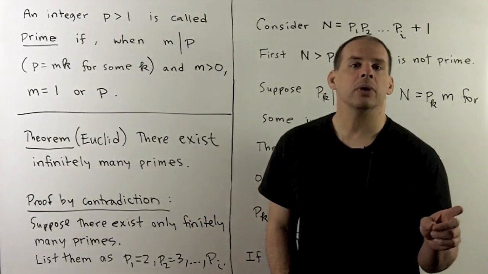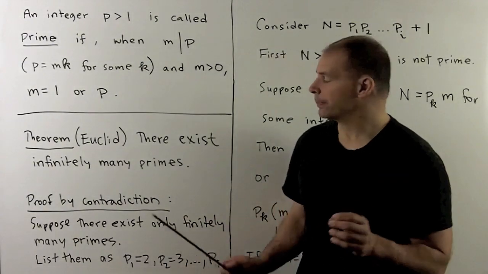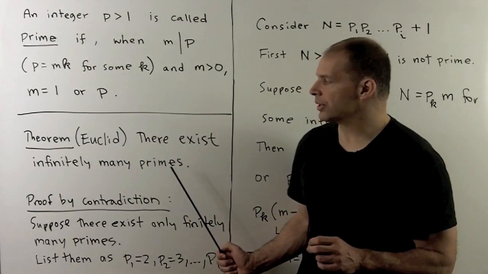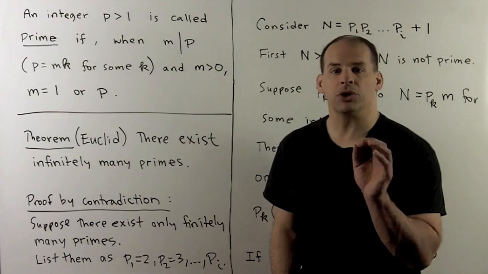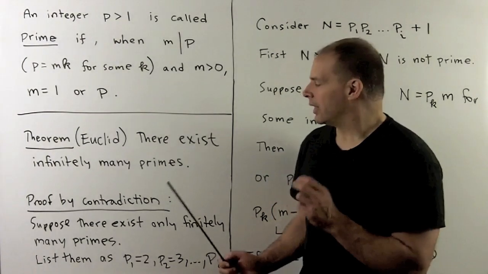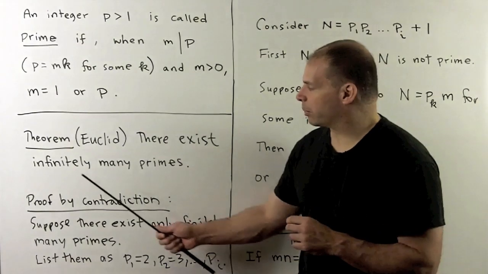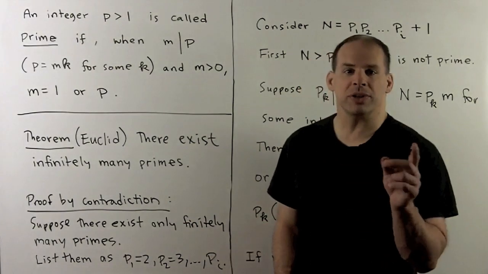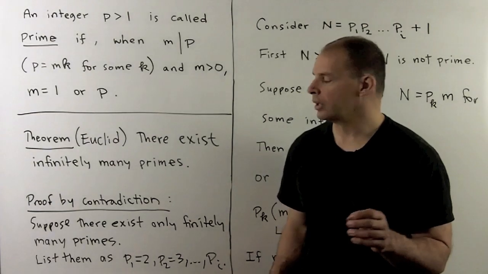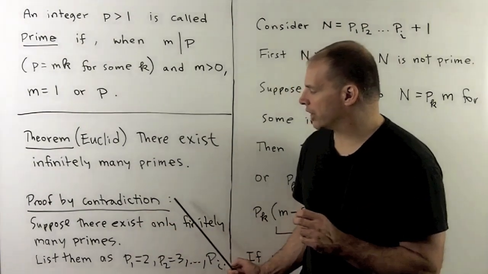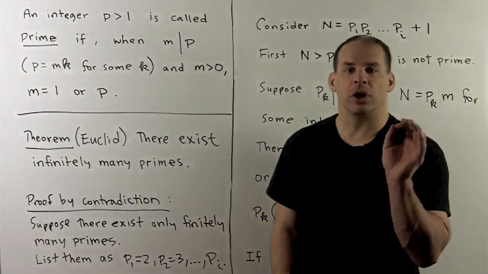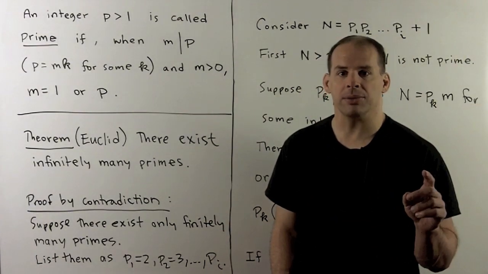Now, we have the following theorem of Euclid. That says there exist infinitely many primes. If I want to try to prove this directly, I need to come up with some mechanism that generates an infinite list of primes. So we're going to want to do this indirectly. So we use proof by contradiction. We announce proof by contradiction, and we negate our conclusion. So that'll be there exist finitely many primes.